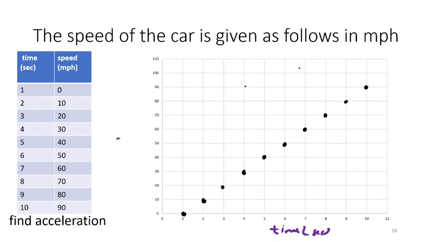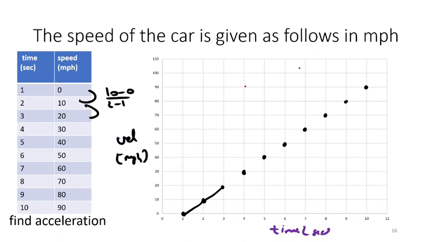And then if we calculate, for example, from 2 to 1, so it will be here 10 minus 0, 2 minus 1. And then here similarly, in this section, 20 minus 10 and 3 minus 2. So it will be velocity in mph.